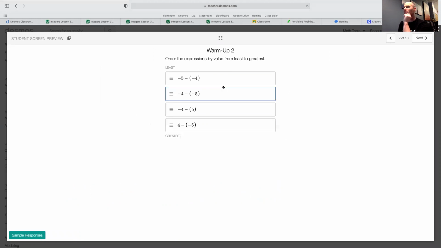All right, so order these expressions by value from least to greatest. I'm just going to solve them all, or evaluate is really the right word, and then we'll list them. So let's see, -5 minus -4. I like to think of this as plus positive, so I'll change both of those to plus signs. Now this is going to equal -1. And then here we've got -4 plus +5, and so that's going to equal +1.